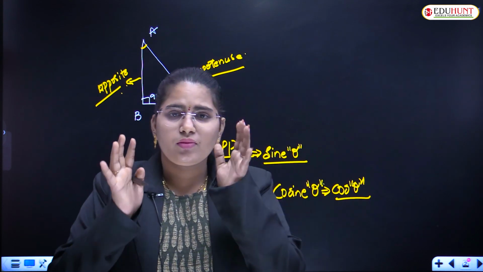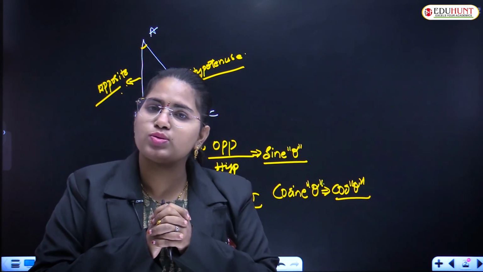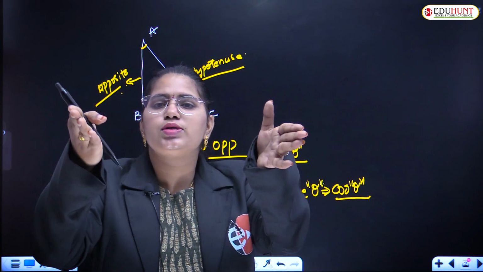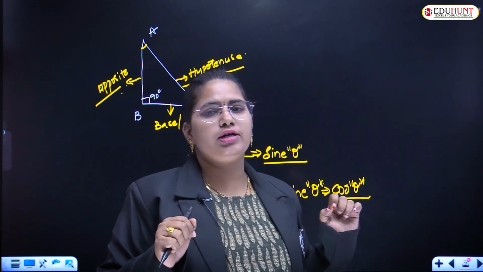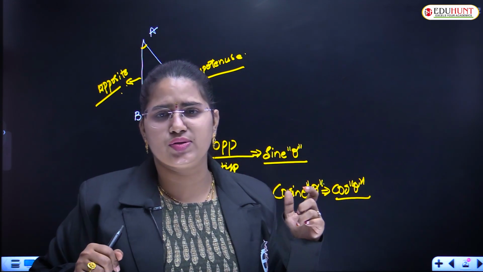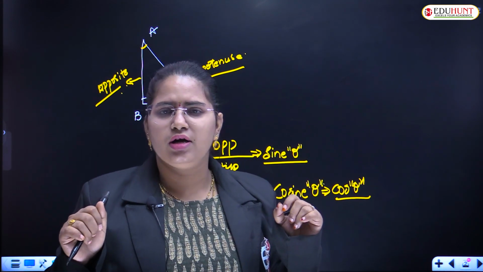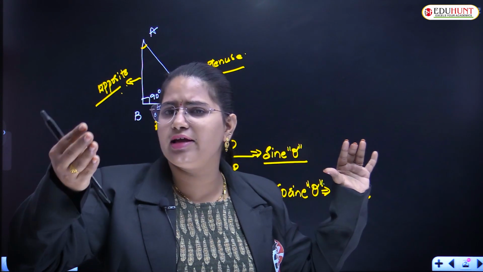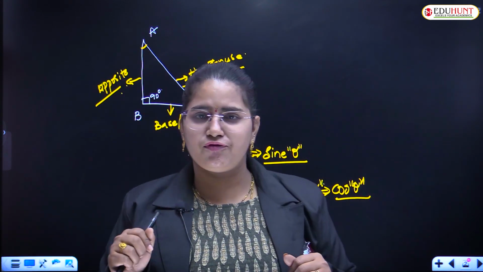So what did I say sin theta is? We have sin theta is nothing but opposite upon hypotenuse. And right now I am telling you that cosine theta is nothing but adjacent upon hypotenuse. Why should we take adjacent upon hypotenuse? Why should I not again take opposite upon hypotenuse? I have a reason for that.